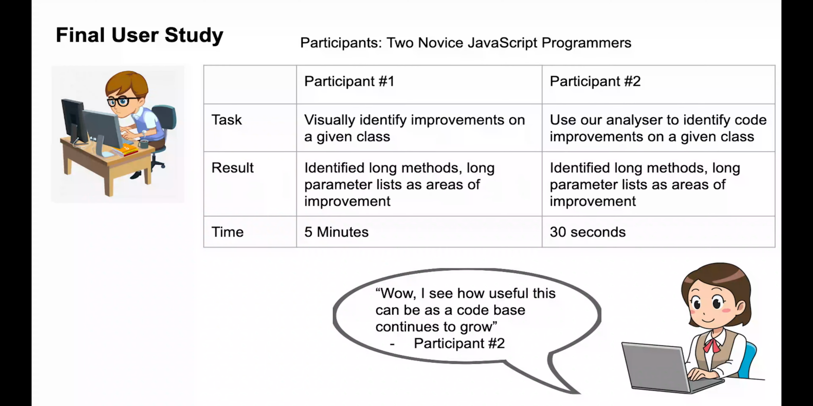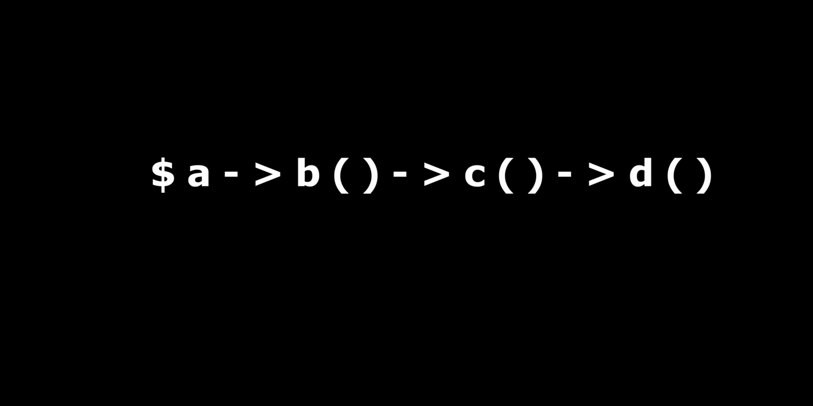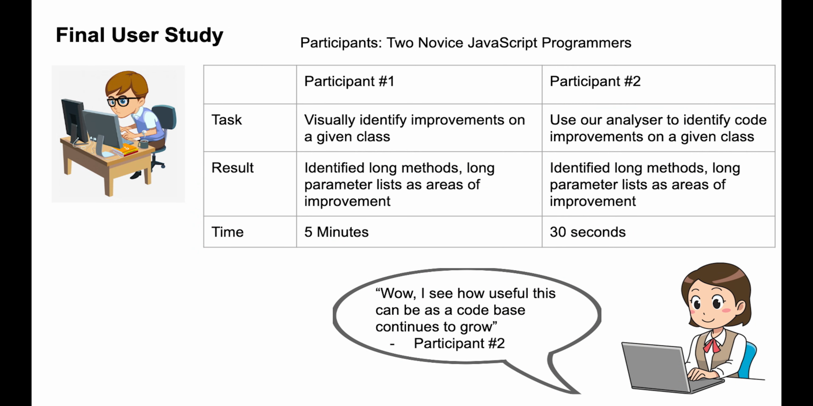For our final user study, we gave 2 novice programmers a JS codebase. We asked one of the participants to identify any visible issues with one of the classes and highlight some of the improvements they could make to the code for it to be easier to read and maintain. 2 issues that this participant mentioned were a method with a long parameter list and a long method chain in the code. We asked this user for feedback on how easy it was to identify this issue, and the user said that it took them longer because they spent some time trying to understand what the code does.